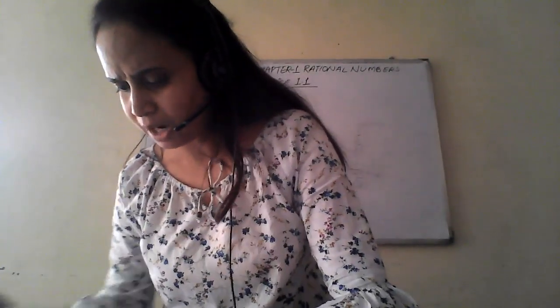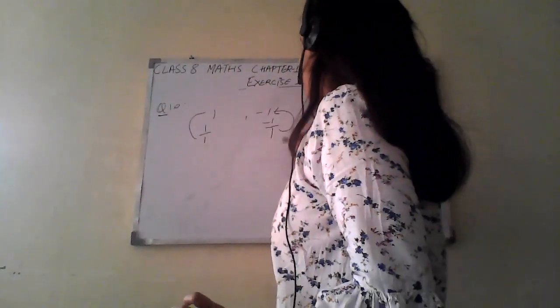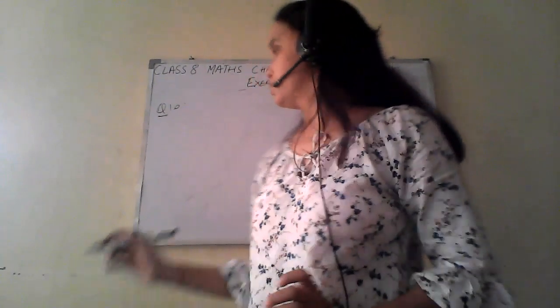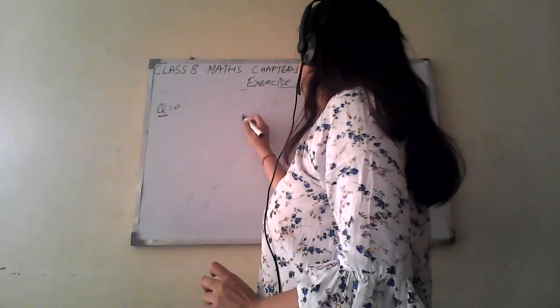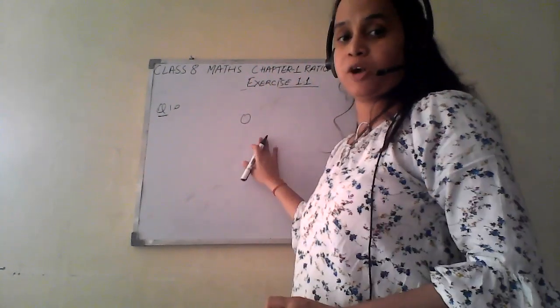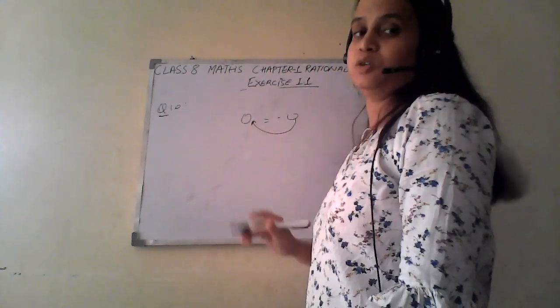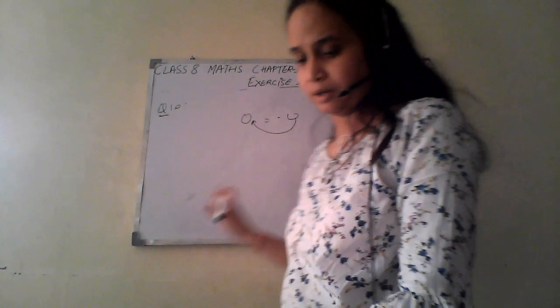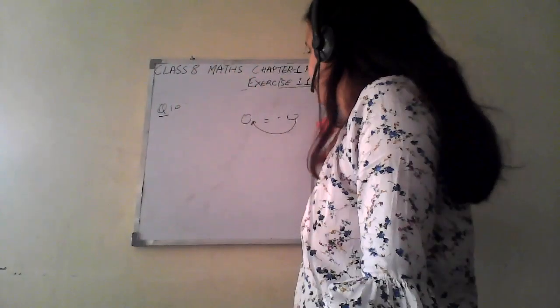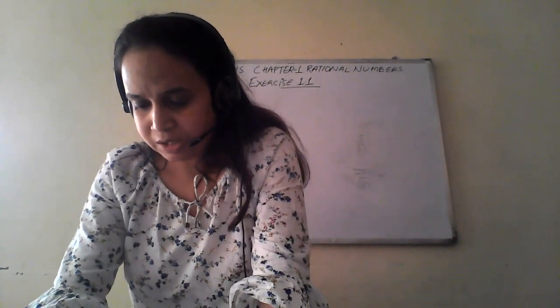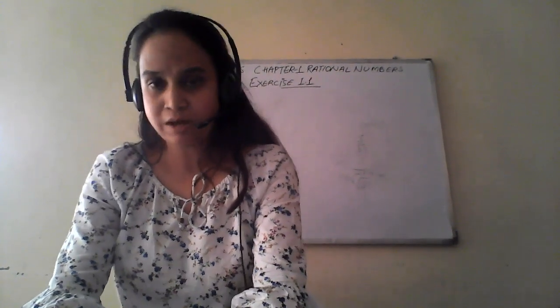The rational number that is equal to its negative. The rational number which is equal to its negative. What is it? 0. What is negative? Minus 0. That means 0 is equal to its negative. So next, to fill in the blanks, you can take up it yourself.